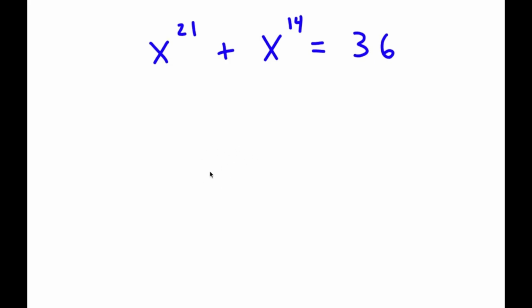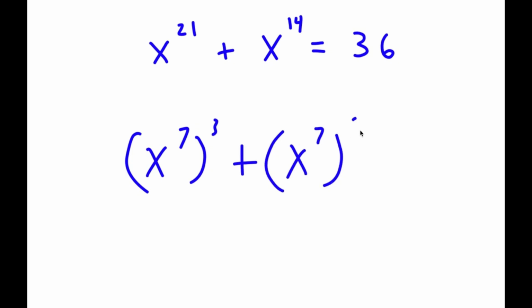Alright, so in this problem, I have x to the power of 21 plus x to the power of 14 is equal to 36. So I'm first going to rewrite x to the power of 21 as x to the power of 7 to the power of 3, and then we write x to the power of 14 as x to the power of 7 to the power of 2. Now this is equal to 36.